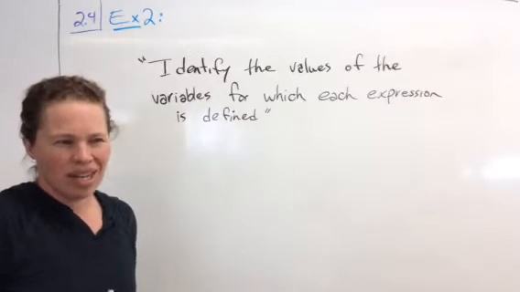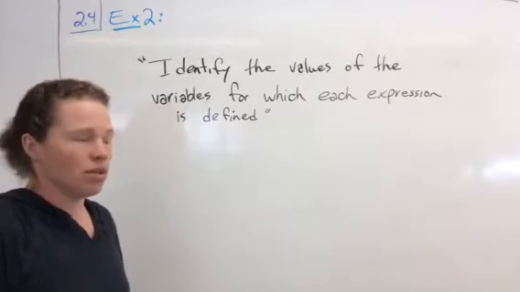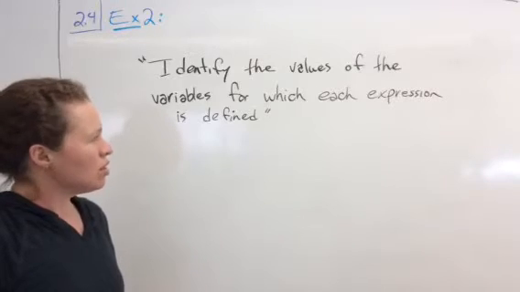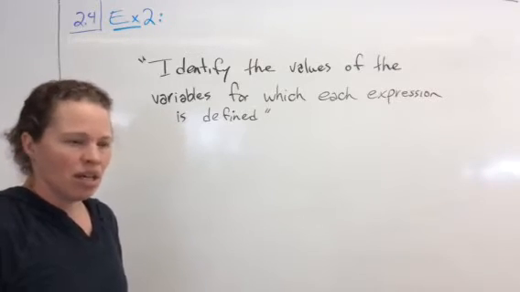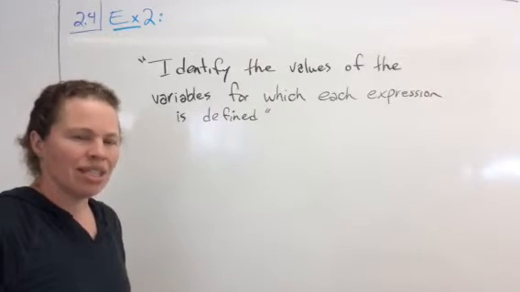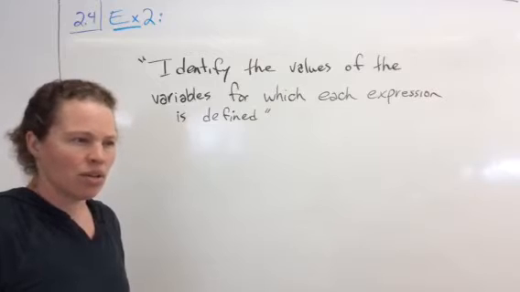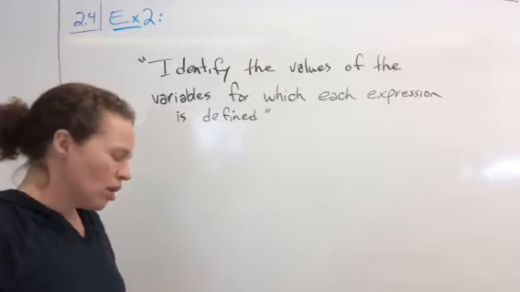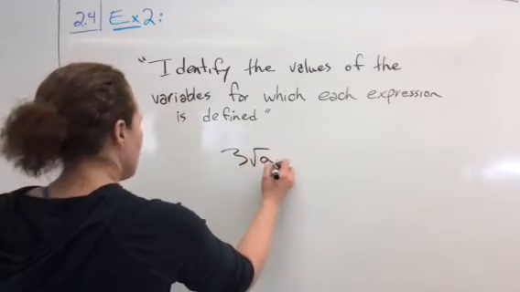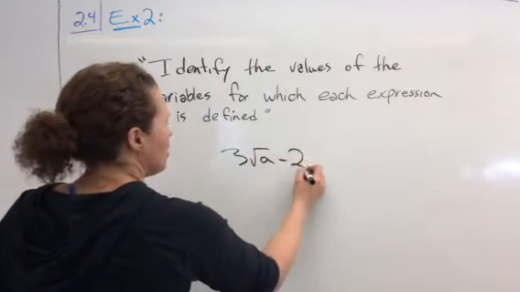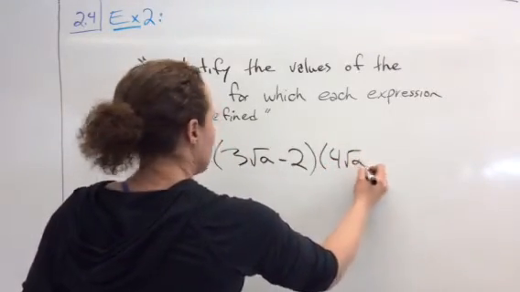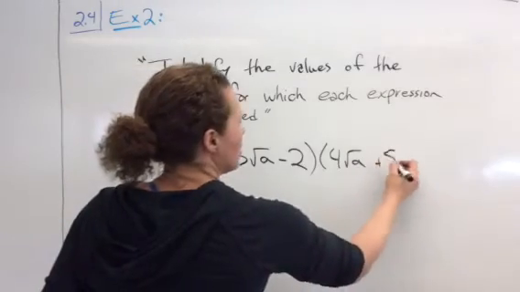There's kind of a little extra part on example 2 where it says identify the values of the variables for which each expression is defined. Now that means we have to pay attention to the limits that are set on what the variable could be. So for example, you had 3 root a minus 2, 4 root a plus 5.